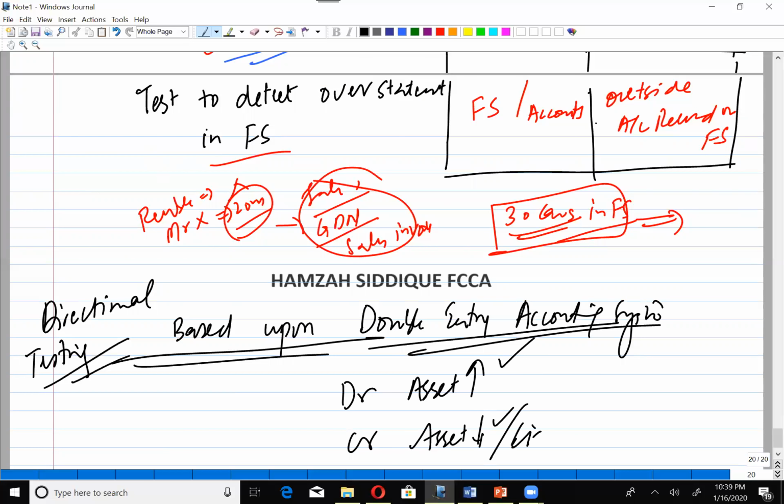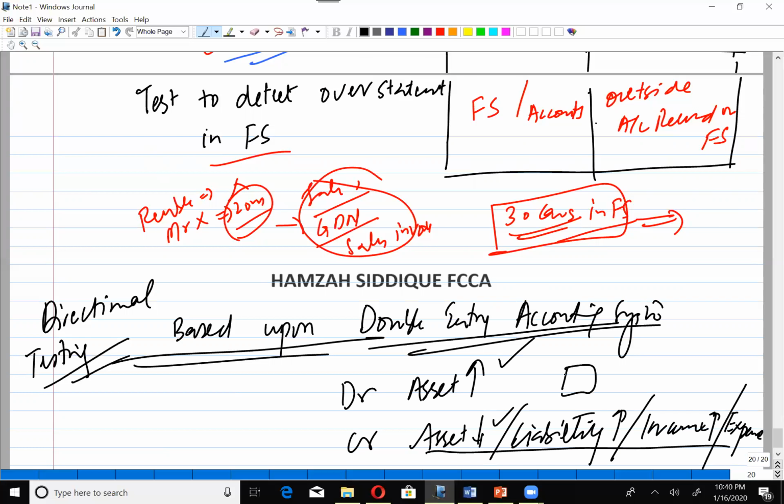Or some liability may be overstated, credited. Or some income may be overstated. Or some expense may be understated. For every debit, there will be a compensating entry. So if you have detected a misstatement, an asset overstated, now find what is understated, or liability overstated, or income overstated, or expense understated. Now find the corresponding entry item.